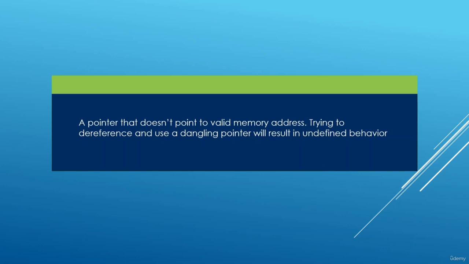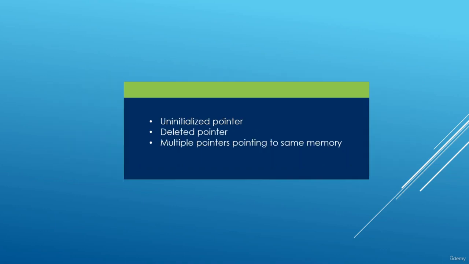Dangling pointers are really bad. They are going to lead your programs to undefined behavior, and we have seen that that can crash your program many times. There are three kinds of dangling pointers we're going to look at in this lecture. The first one is a pointer that is not initialized. The second one is a deleted pointer. And the third case may come if you have multiple pointers pointing to the same memory location. Let's look at these cases one by one.